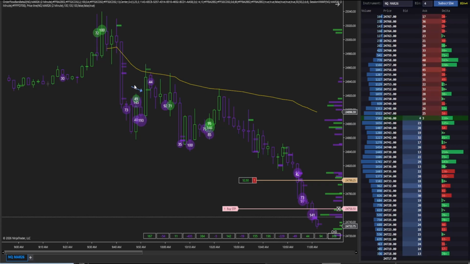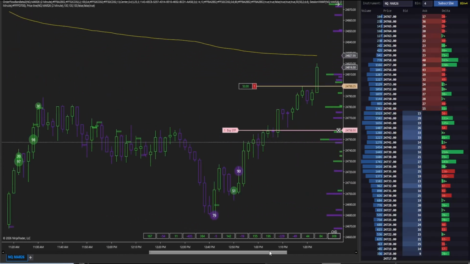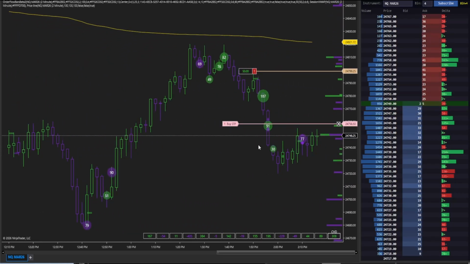And then I just got out. I think I got out for like 15, 20 points. I'm not too sure. Yeah, I think it was like 15 points. But this is a trade that I'm currently in right now. And this DOM right here, we have the NQ March 26th.